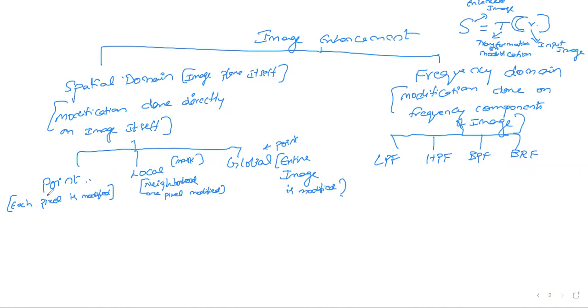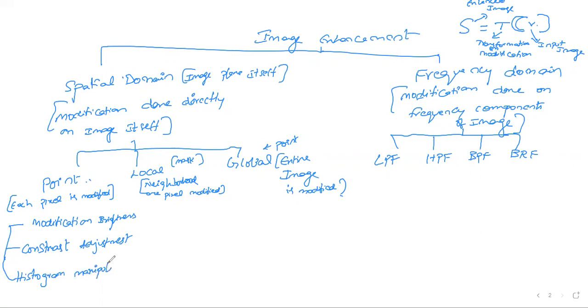Okay, so in point processing we have three techniques: modification of brightness, contrast adjustment, and third one is histogram manipulation. These three techniques are available in point processing.